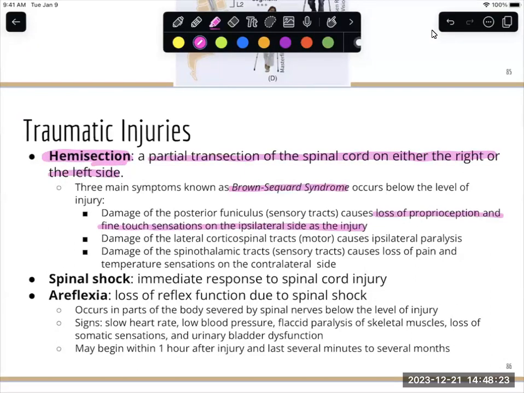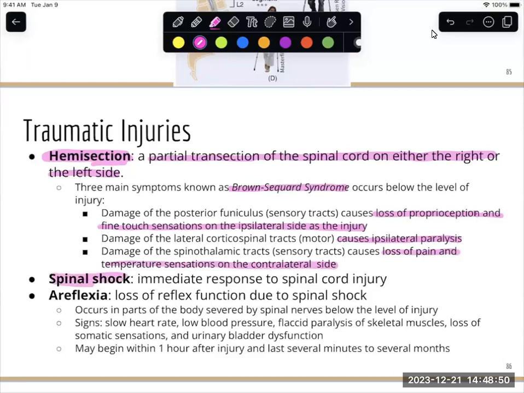Because most of the nerves that cross the spinal cord to go to the opposite side of the brain, that actually happens up in the brainstem. You can have damage to that lateral corticospinal tract, which causes same-sided paralysis. You can't move those muscles. Damage to that spinothalamic tract is going to cause loss of pain and temperature sensations.